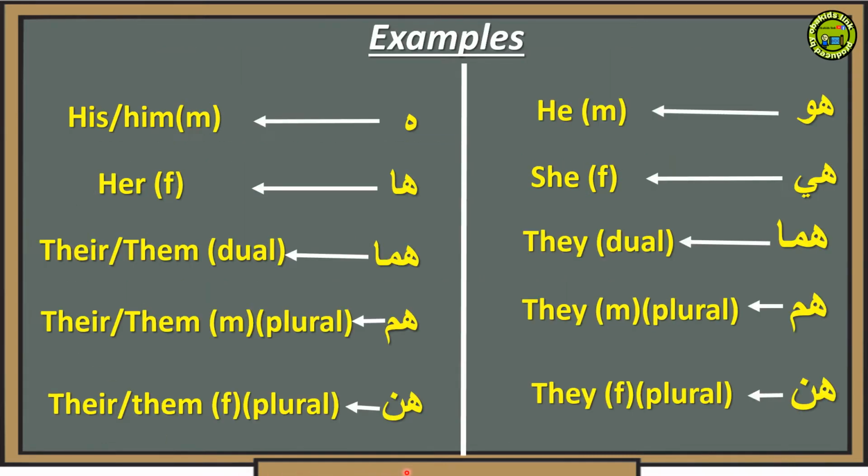Examples. Let us read these examples. Huwa means he for masculine. Hiya means she for feminine. Huma, they for dual. Hum, they for masculine plural. Hunna, they for feminine plural.